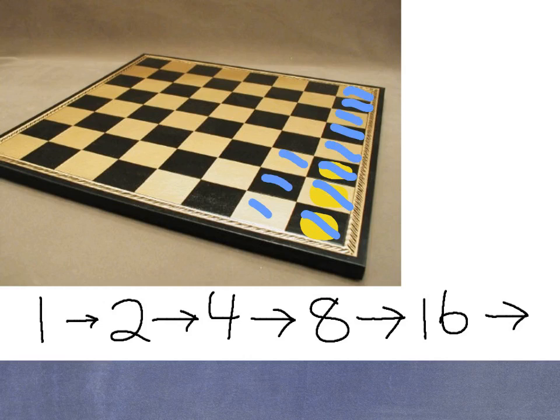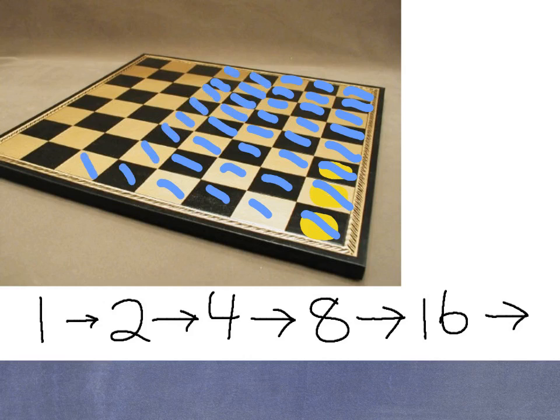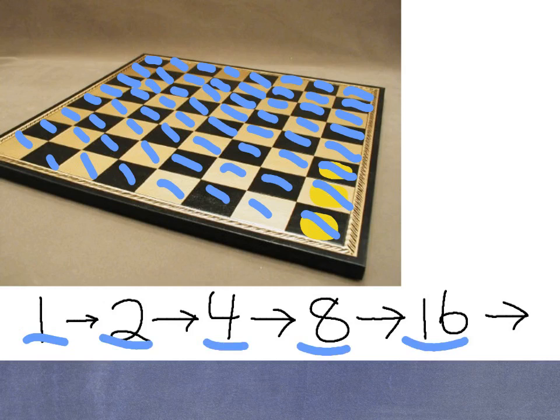9, 10, 11, 12, 13, 14, 15, 16, 17, 18, 19, 20, 21, 22, 23, 24, 25, 26, 27, 28, 29, 30, 31, 32, 33, 34, 35, 36, 37, 38, 39, 40, 41, 42, 43, 44, 45, 46, 47, 48, 49, 50, 51, 52, 53, 54, 55, 56, 57, 58, 59, 60, 61, 62, 63, 64. So if you were to do this 64 times, here's one time, and then two times, and then three times, and then four times, and then five, and you kept going all the way to 64.